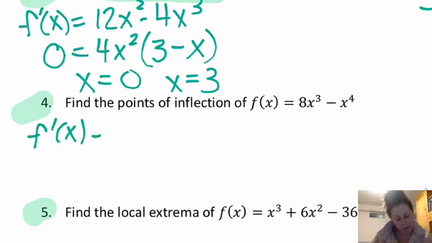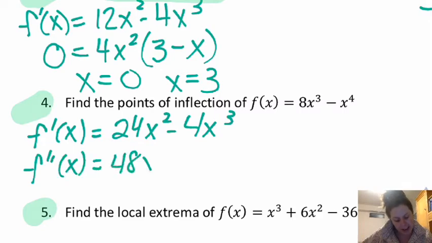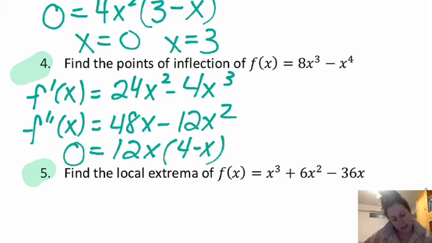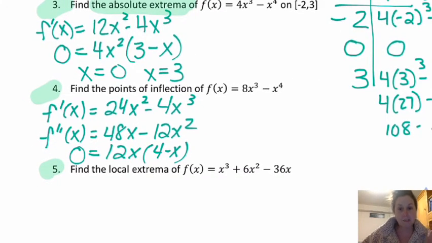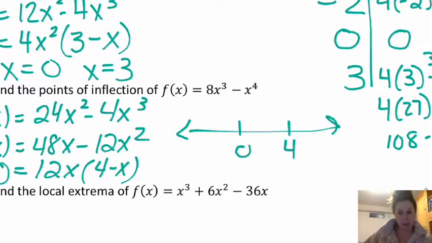So f prime is 24x squared minus 4x cubed. And that would make f double prime equal to 48x minus 12x squared. So let's find where that equals 0 or doesn't exist. I can factor out a 12x, and that leaves me with 4 minus x. And so that has zeros at 0 and at 4. So those are where my concavity might change.